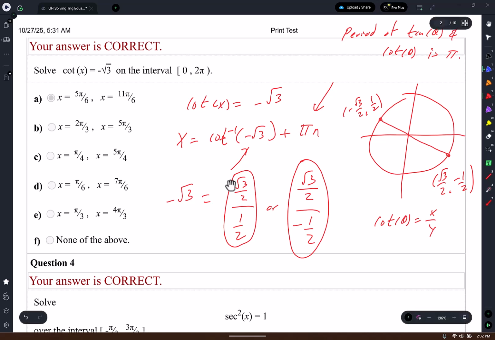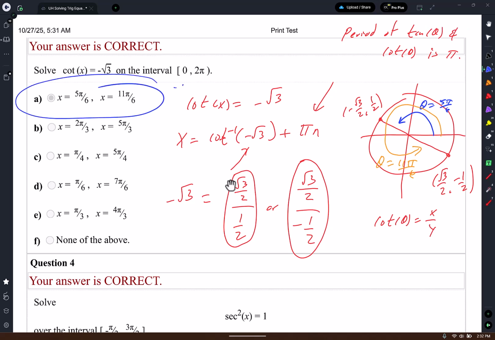All right, what does that happen? What's this radian right here in blue? 5 pi over 6. What's this radian here in orange? 11 pi over 6. Look for those two answers, and you are done. Some of these questions might be the exact ones. That's fine. Does this help or no?